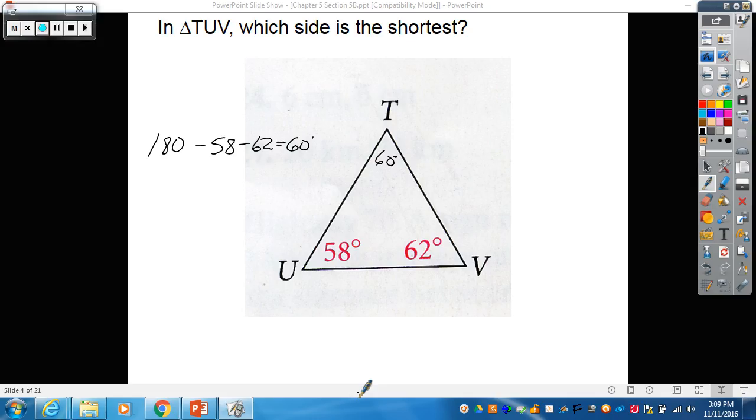Based on what we talked about yesterday, I hope you can see that this angle has an influence on that side right there. Since it's the smallest angle within the triangle, side TV is going to be your shortest side.